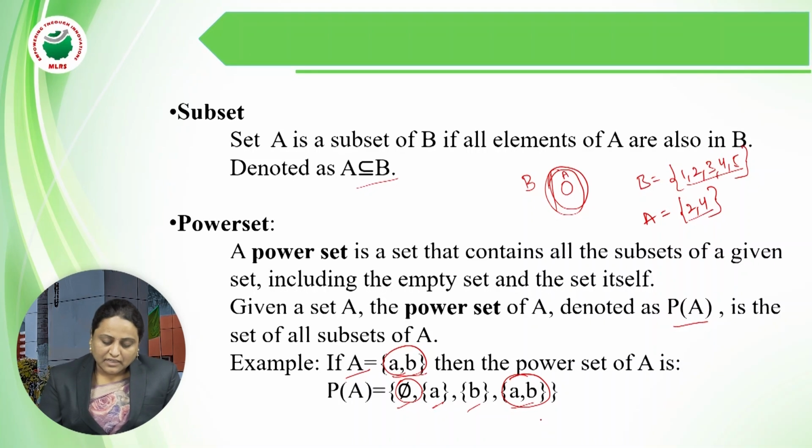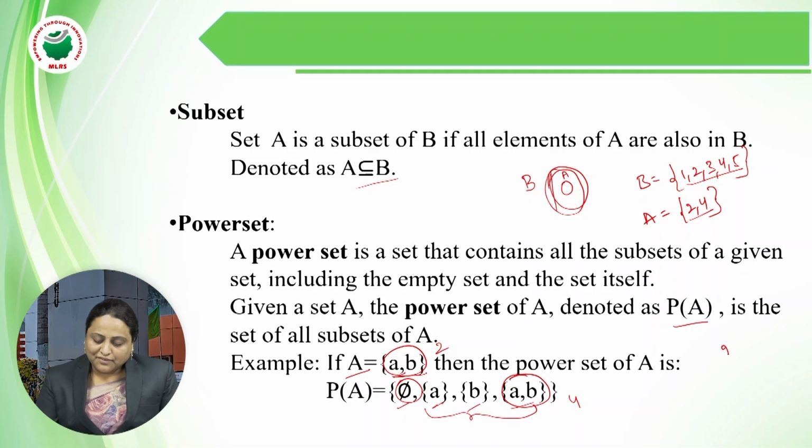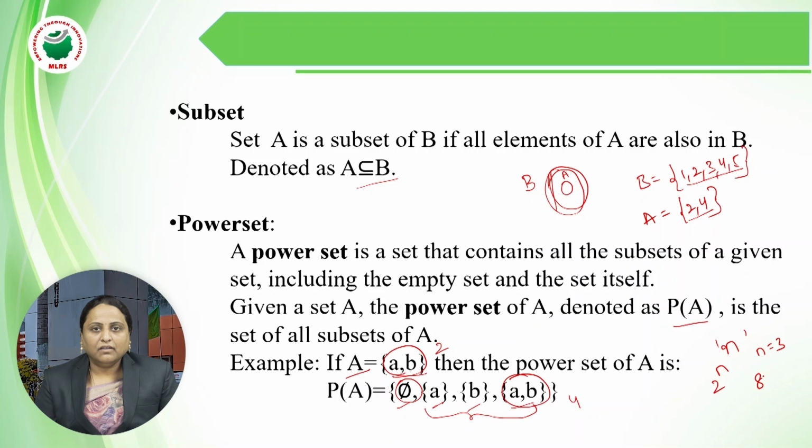So here we can see the total number of elements in the given set is 2 and the number of subsets in this power set is 4. So what do you understand from here? If there are n elements in the given set, then the power set can form 2 to the power of n subset combinations. So if n is 3, then the power set has 8 elements in the set. So that is about power set.